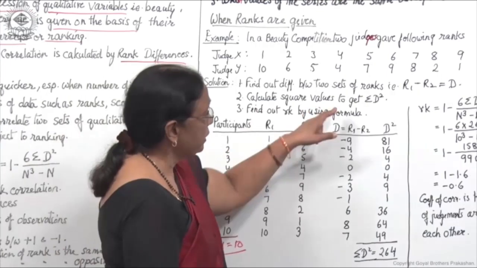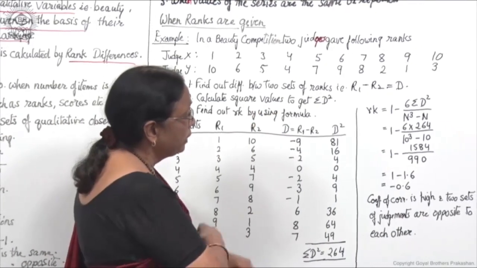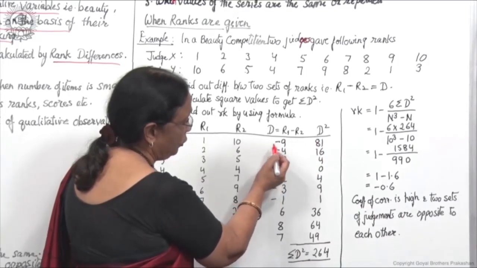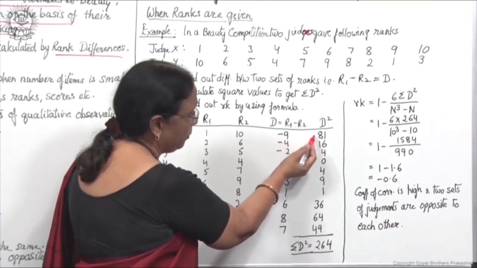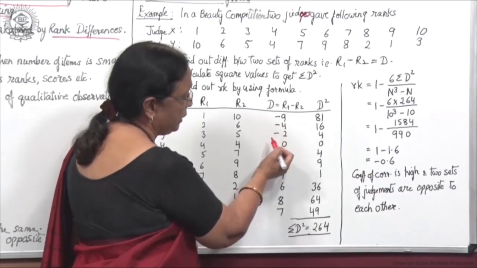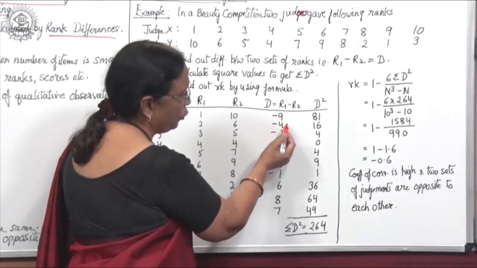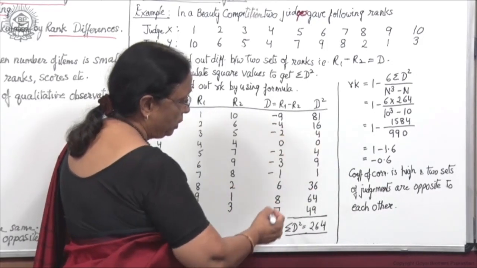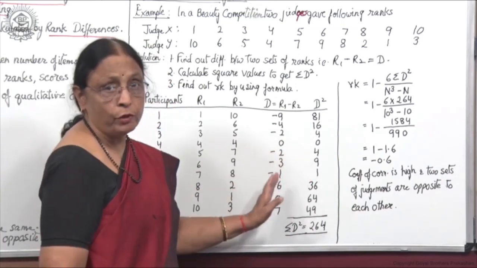Now what is the next step? Calculate D square. That means make the square of this. When you make square of this, it will become plus, because minus 9 into minus 9 is plus 81. Same way minus 4 into minus 4 is 16. So calculate this column by making square of individual values.